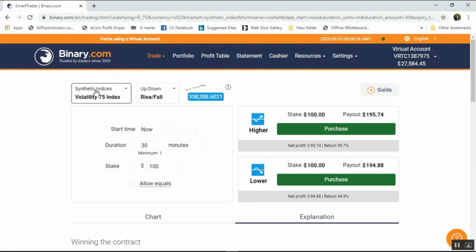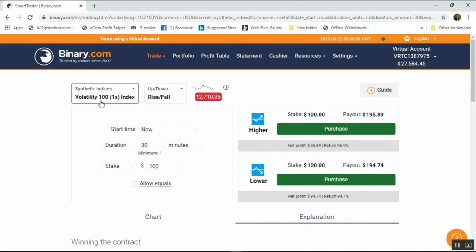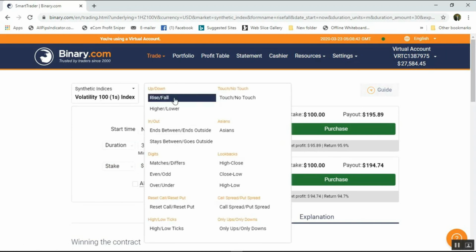We will see this synthetic indices. First of all, when you click on this small drop down arrow, you see forex, indices, commodity and synthetic indices. So this time around I'll be using the V100 index, V100 1 second index. Now we have rise and fall, we have touch no touch option, we have high and low options here, and we still have a lot of other options in this area.